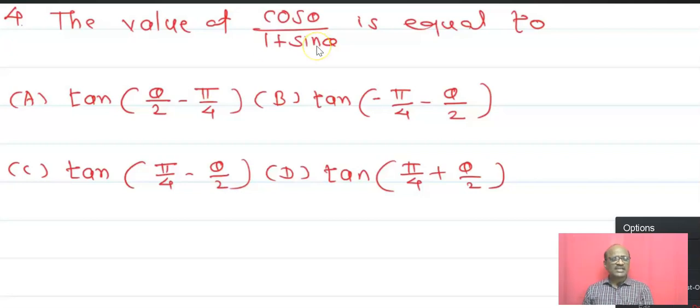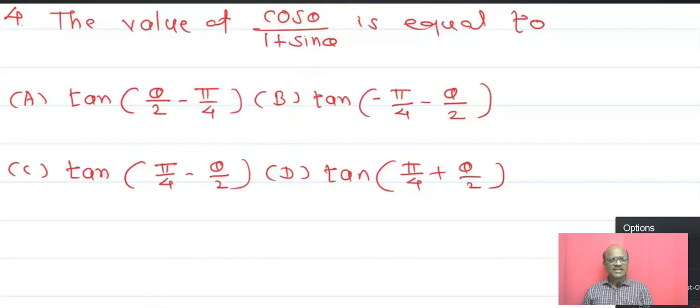And what about sin theta? Sin theta is nothing but sine of (theta by 2 plus theta by 2). Then you will get 2 sin theta by 2 into cos theta by 2. And the denominator will be the perfect square of (cos of theta by 2 plus sine of theta by 2) whole square. And the numerator you will get cos square theta by 2 minus sin square theta by 2.